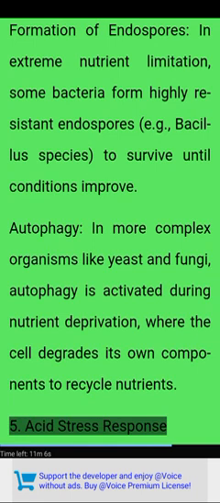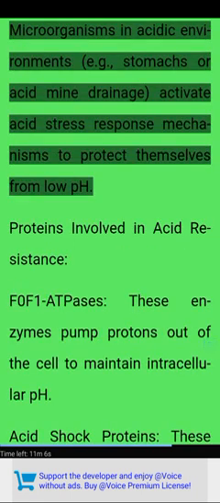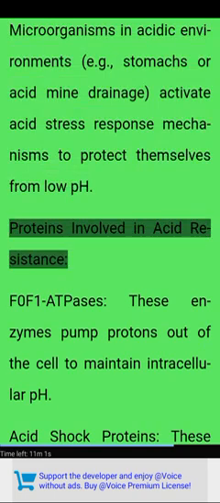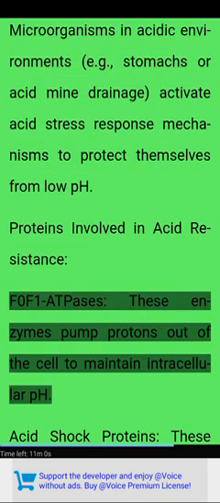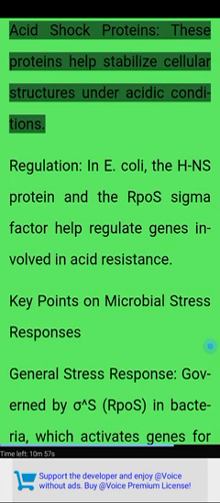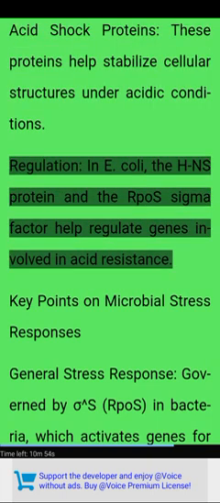5. Acid stress response. Microorganisms in acidic environments, e.g., stomachs or acid mine drainage, activate acid stress response mechanisms to protect themselves from low pH. Proteins involved in acid resistance. F0F1 ATPases. These enzymes pump protons out of the cell to maintain intracellular pH. Acid shock proteins. These proteins help stabilize cellular structures under acidic conditions. Regulation. In E. coli, the H-NS protein and the RpoS sigma factor help regulate genes involved in acid resistance.